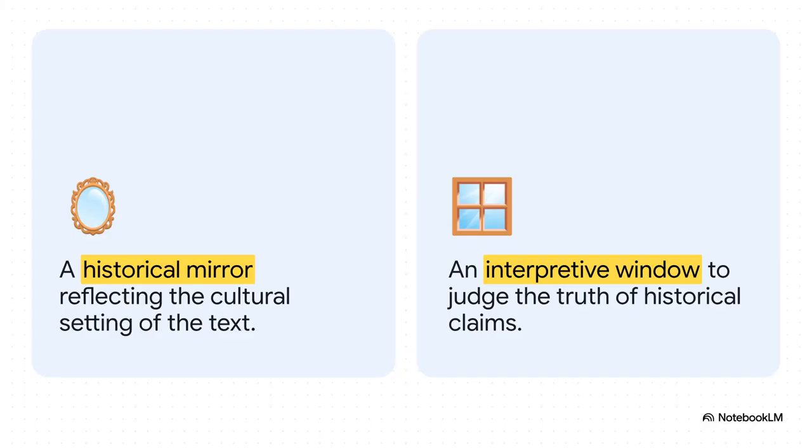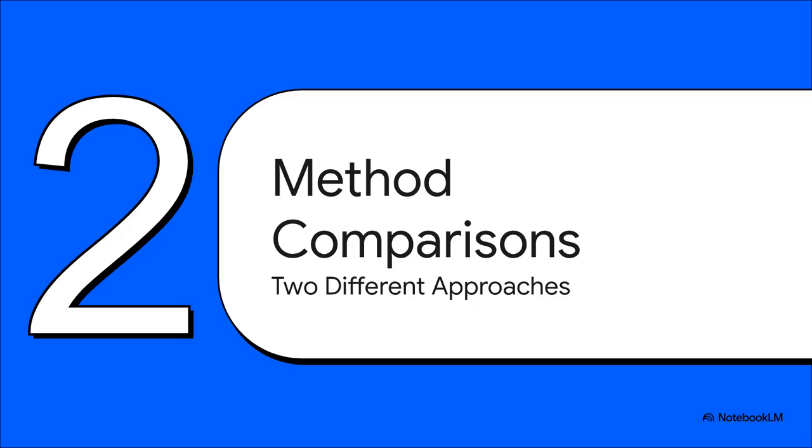To really get this, think of the word historical in two totally distinct ways. First, imagine a mirror. In this view, the ancient text reflects the specific cultural and historical setting of its own time. Or, second, imagine a window. Here, scholars are looking through the text to evaluate the reality of ancient events. This window approach makes it possible and honestly necessary to judge whether the historical claims the text is making are actually true or false.